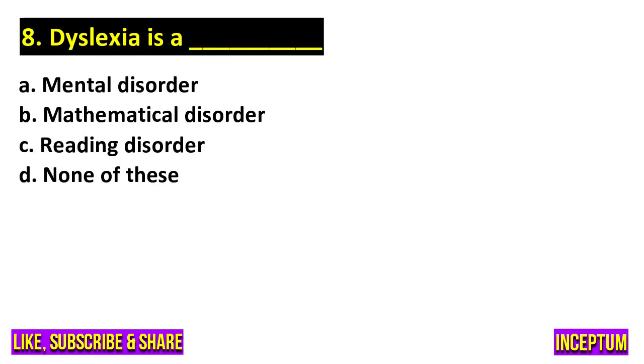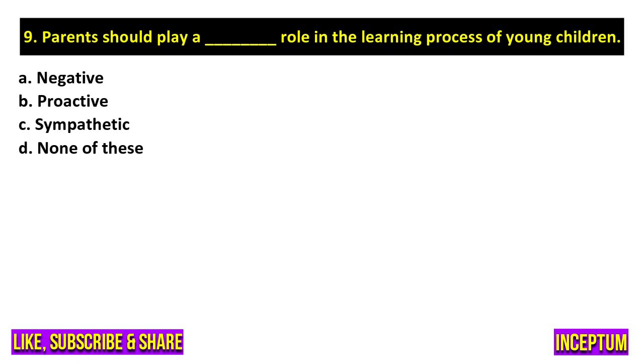Question number 8. Dyslexia is a dash. In the options we have mental disorder, mathematical disorder, reading disorder, none of the above. And the right one is option C, reading disorder. Question number 9. Parents should play a dash role in the learning process of young children. In the options we have negative, proactive, sympathetic, none of these. And the right one is option B, proactive.